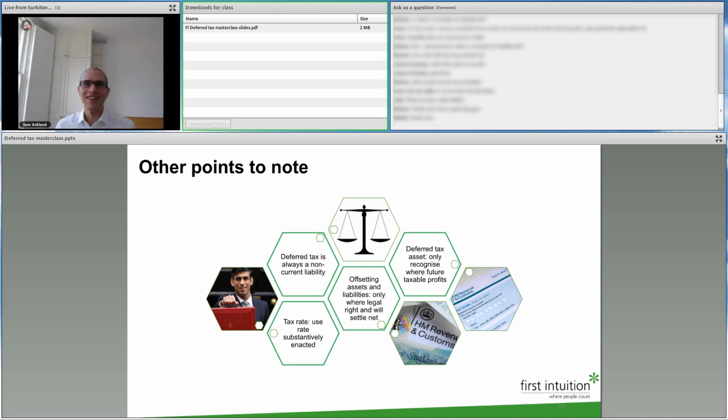In the middle there, I've talked about offsetting assets and liabilities. Maybe you've got some deferred tax assets and some deferred tax liabilities. Can you offset them? Well, you can, but only where there is a legal right to offset and you will settle these liabilities net. So, if they all relate to corporation tax and they all relate to, let's say, one country, the UK, we'd expect that you would offset them because you can offset deductions and taxable amounts in a UK corporation tax computation. But if they relate to different countries, well, you'd have to keep them separate because you can't, let's say, offset a loss in France against, let's say, a profit in the UK.